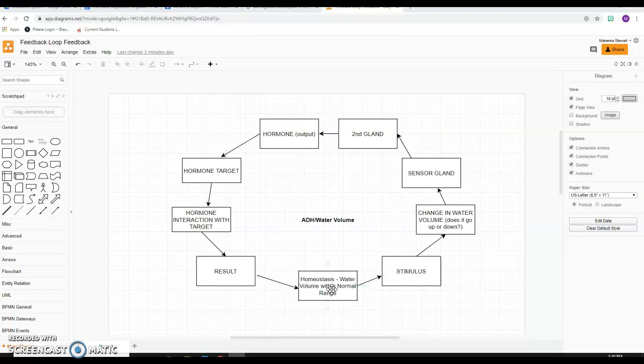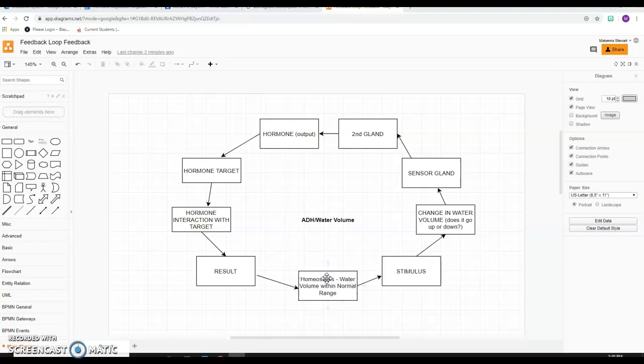So each feedback loop, first of all, is in a loop. I did have a couple submissions where it was like a line of boxes, or it wasn't a closed loop. But the thing about a feedback loop is it's continuous. These feedback mechanisms happen continually. So your diagram does need to be in some sort of loop formation.